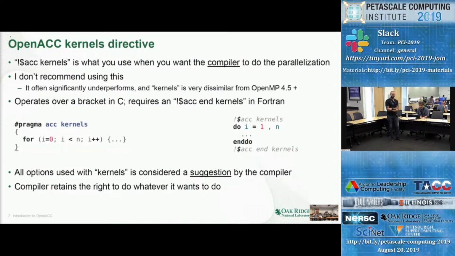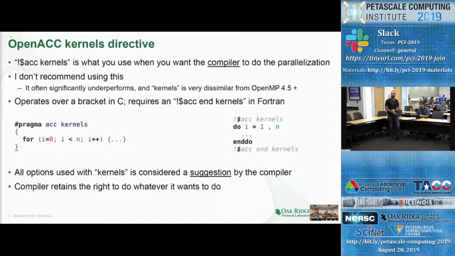I don't recommend using kernels, honestly. A lot of OpenACC folks will tell you to use kernels, but when I use it in practice with Cray and with PGI, it significantly underperforms, even for simple things like setting an array to 0. I really don't recommend using it, at least as it's currently implemented in most compilers.